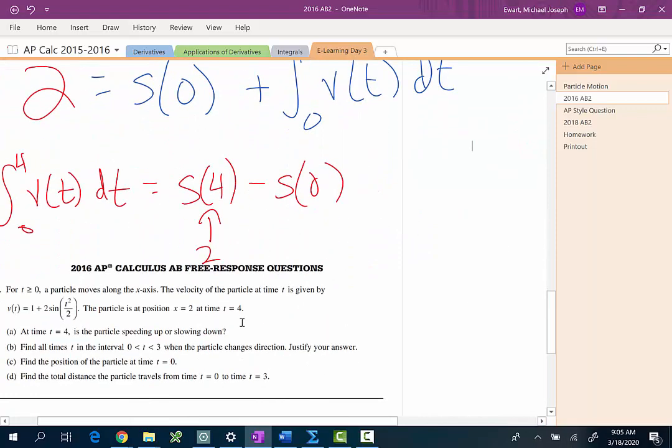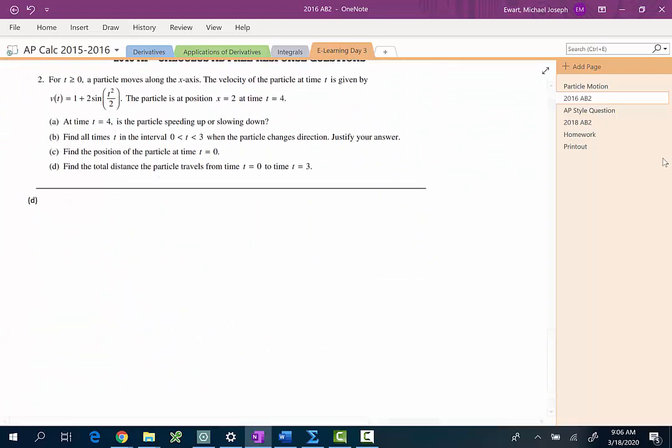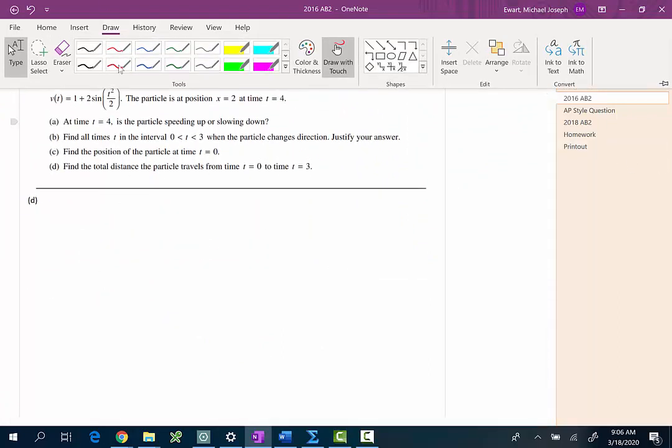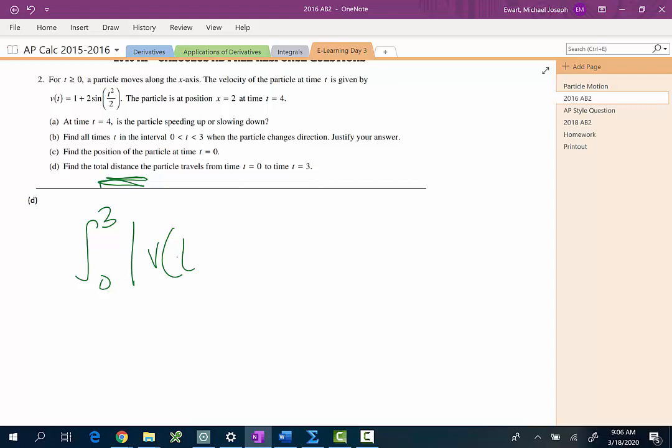Okay, that was part C. Part D says, find the total distance of our particle. And this one on the calculator section, if they give you this, that's the easiest thing ever, as long as you can remember the formula for distance, but you don't have to do any work at all. So our distance is just the integral from 0 to 3 of the absolute value of v of t dt.